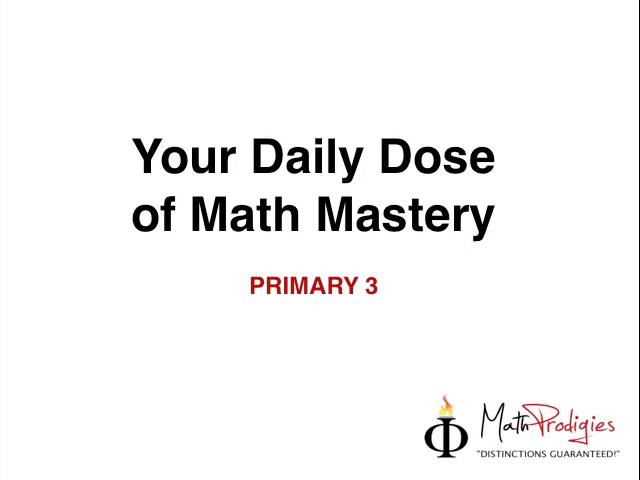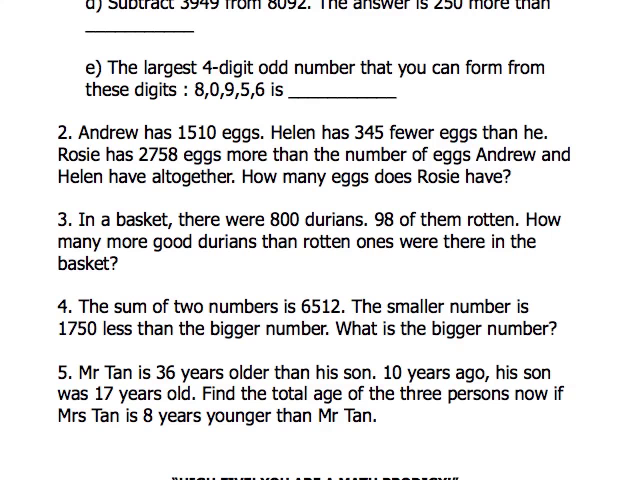We're going to go into question number 4 of your assessment paper number 5, which has so far been pretty simple. Let's take a look at the question immediately. The question says: the sum of two numbers is 6512. Did they say the numbers are the same? No, they did not. Let's read on. The smaller number is 1750 less than the bigger number. So we know there's one small number and one big number. So what is the bigger number?